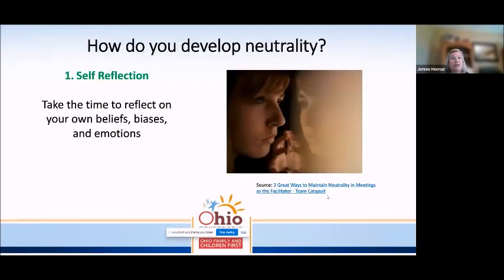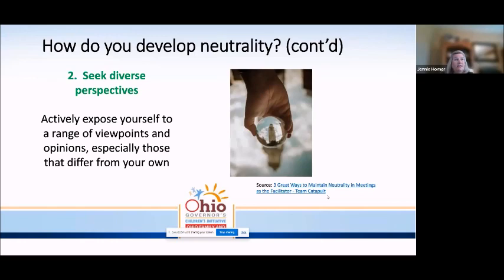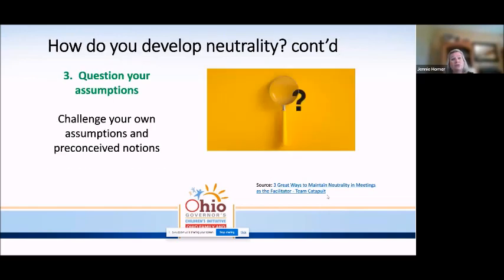So how do you develop it? Well, one is self-reflection, making sure that you're taking time to reflect on your own beliefs and biases and emotions before you enter that room. Another way is to seek diverse perspectives. Expose yourself to a range of viewpoints and opinions, especially those different from your own, and try to gather how they came up with that opinion. Another is to question your own assumptions. Challenge your assumptions and your own preconceived notions. Maybe they aren't 100% accurate, and ask why you have those assumptions about things.